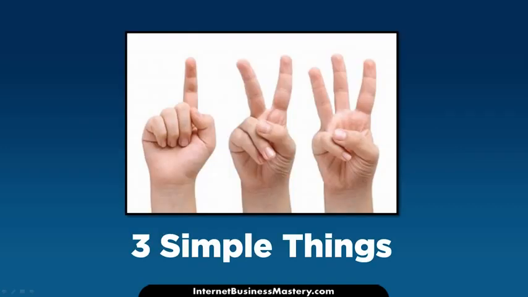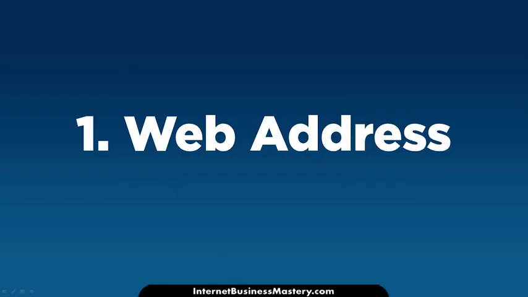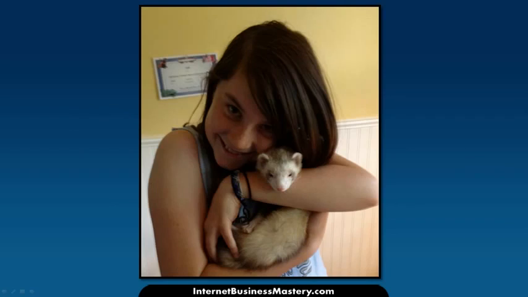All you need is three simple things, which we'll show you how to get right now. First, you need a web address. And here's a big tip for getting more search engine traffic to your new blog. Choose a web address that contains the main search phrase that you would like to get ranked for in Google. For this example, we're going to start a blog about caring for ferrets.